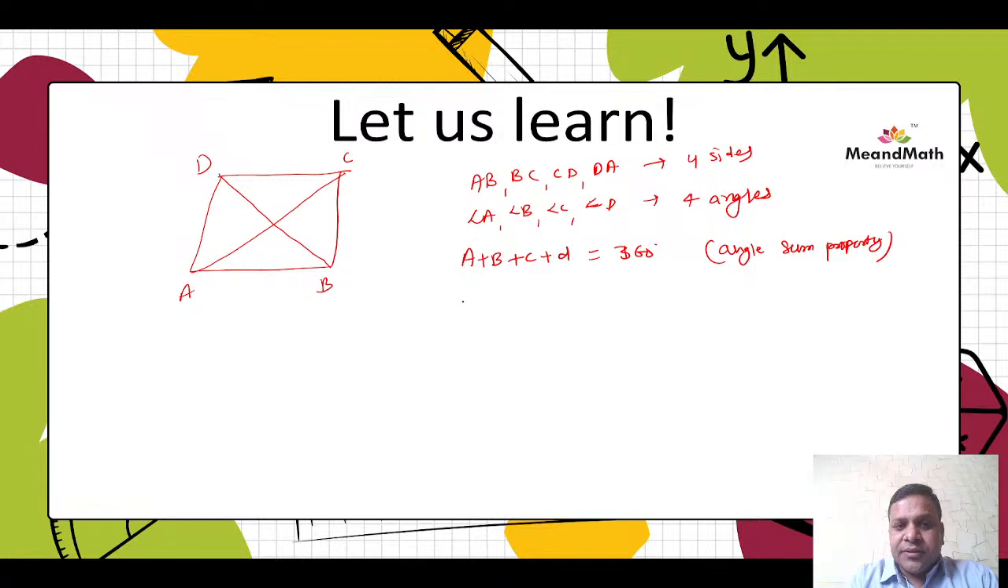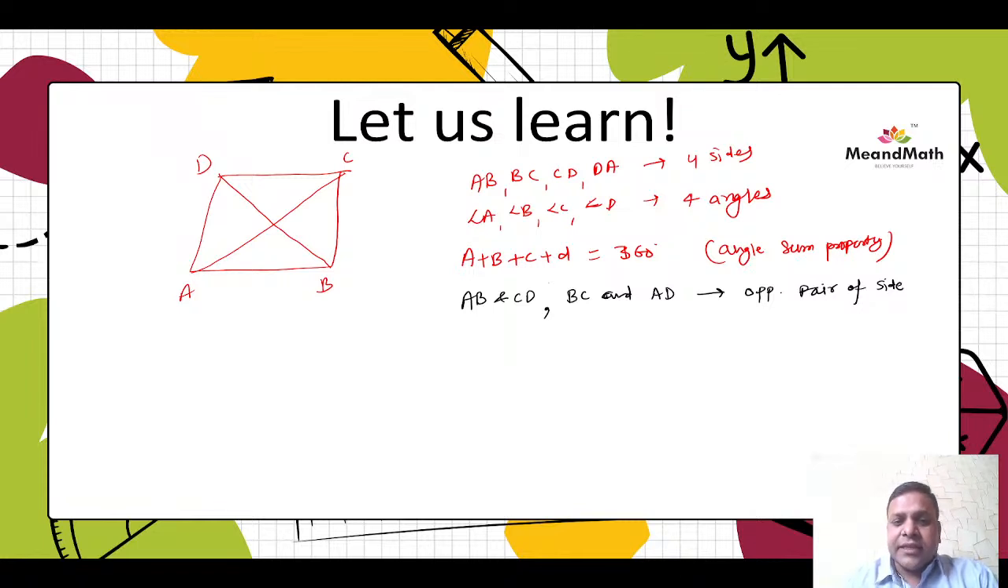Now AB and CD, BC and AD are opposite pairs of sides. There are two pairs of opposite sides, AB and CD, BC and AD. Angle A and angle C, angle B and angle D are again opposite pairs of angles.